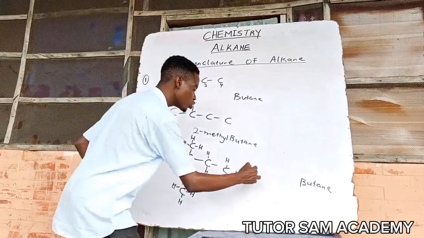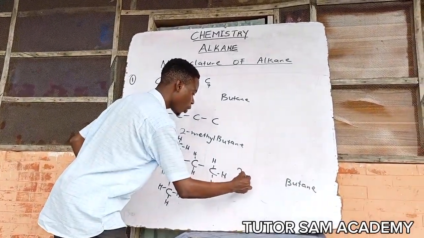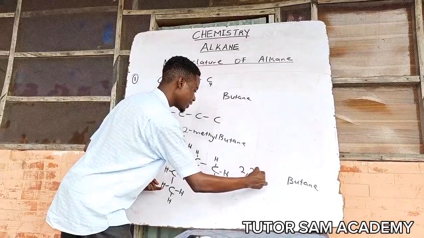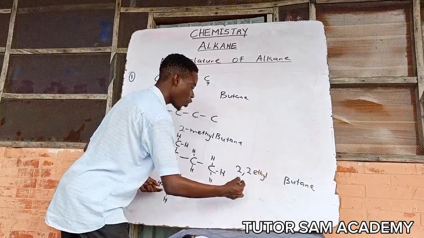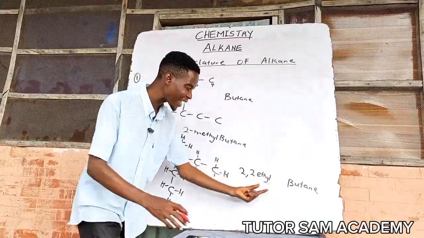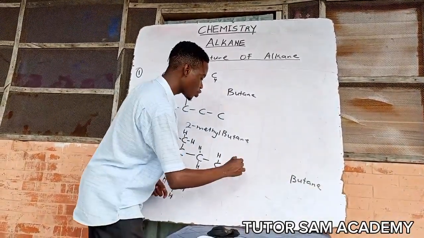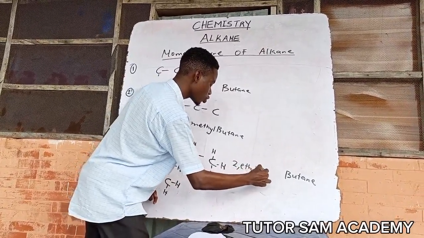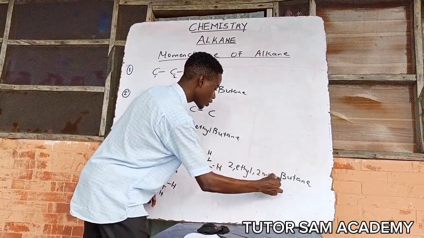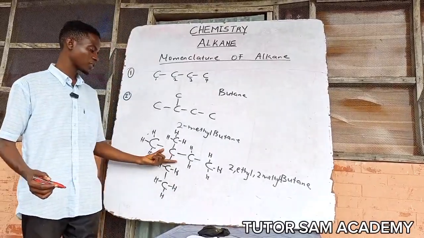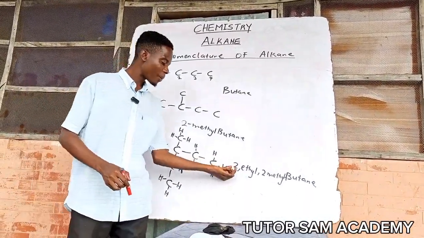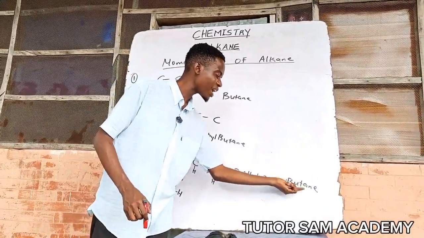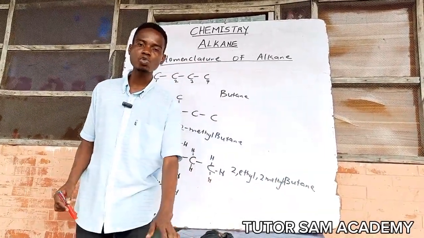So that will be 2,2, 2-ethyl 2-methyl butane. Let's name it like that. That will be 2-ethyl 2-methyl butane. So this is the name of this compound. You can see that I put the position number of the carbon, the substituent, the position number, the substituent, and the parent name, with substituents in alphabetical order.